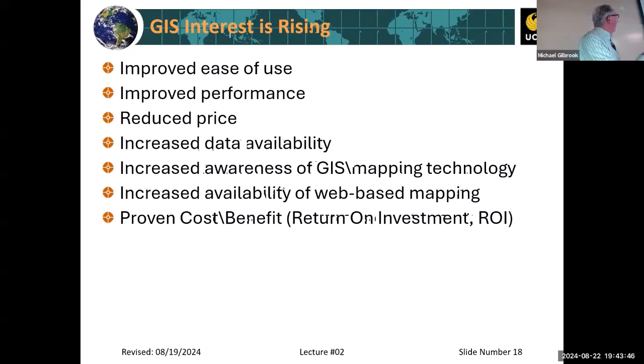Lastly, GIS has a proven cost-benefit ratio, or another way of saying that is it's got a high return on investment. For every dollar you spend on GIS, you get multiple dollars back in benefit, either in the form of profit, if you're a for-profit agency, or if you're a government agency, in the form of cost savings.